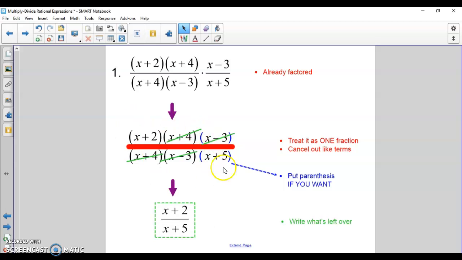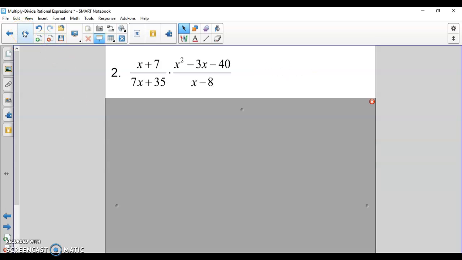Alright, so I need to see this factored step. I'm not going to give you any like this where it's already factored. So I need to see the factored step and then the answer from there. Alright, so it should be pretty easy moving forward. Just a matter of how comfortable we are factoring.